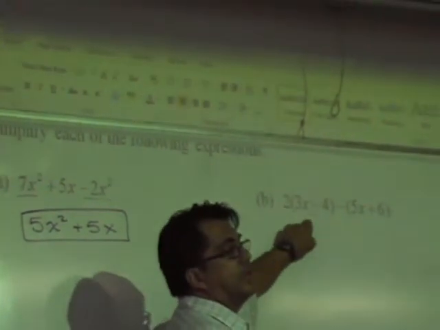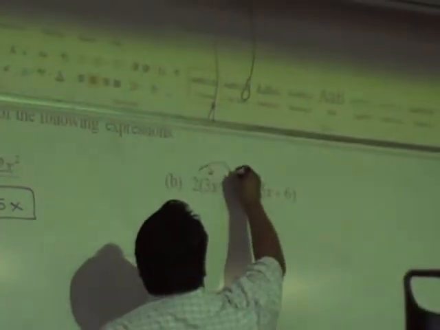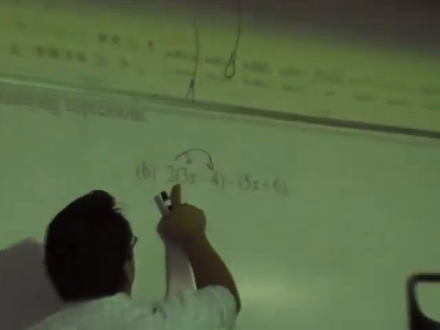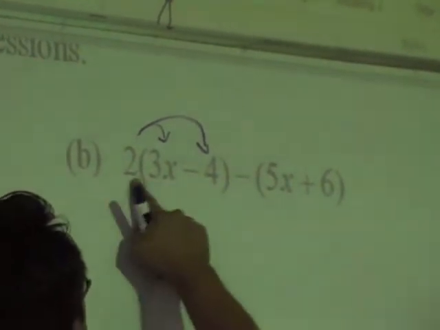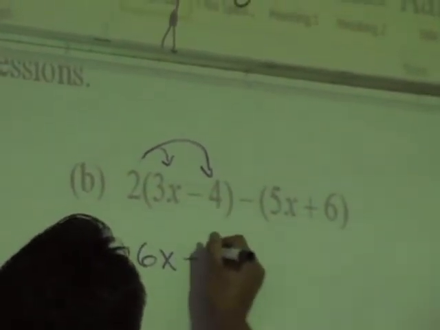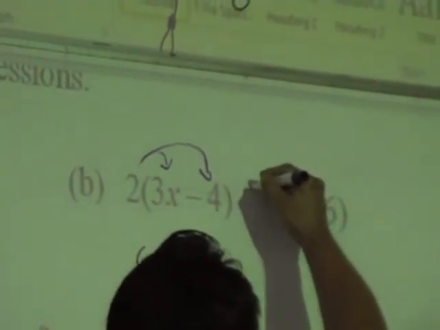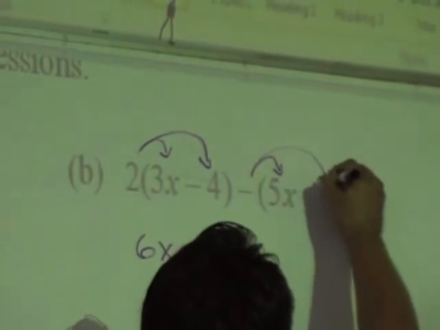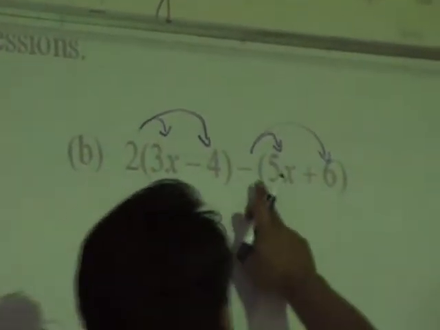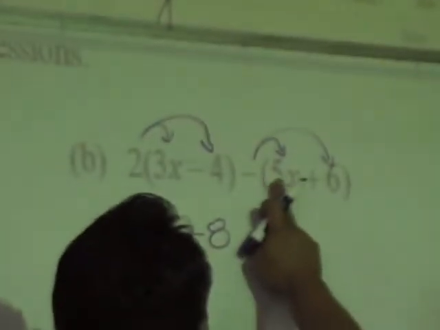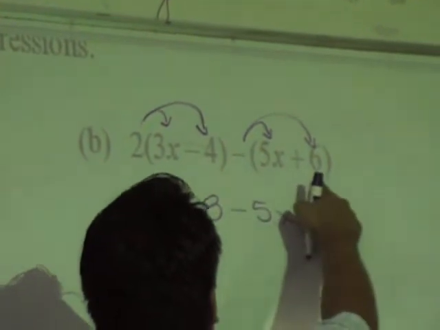Now let's get rid of parentheses here. We're going to distribute. Usually, I just indicate multiplication with little arrows like that, and I will say 2 times 3x, 6x. 2 times minus 4, negative 8. Now, I'm going to distribute a negative sign. What is that going to do to the terms inside? It's going to change the signs of them. That's like a negative 1 being multiplied by each of these. So negative 1 times 5x will be negative 5x. And negative 1 times 6.